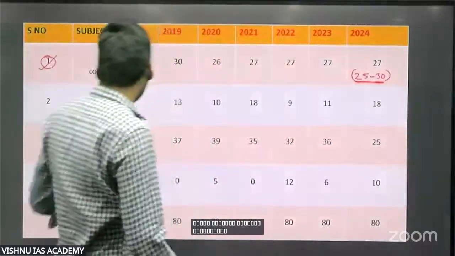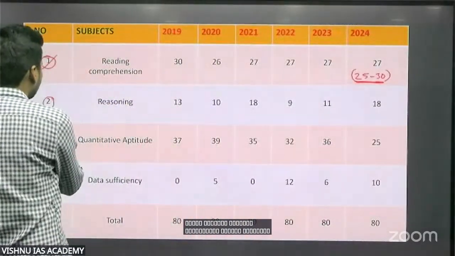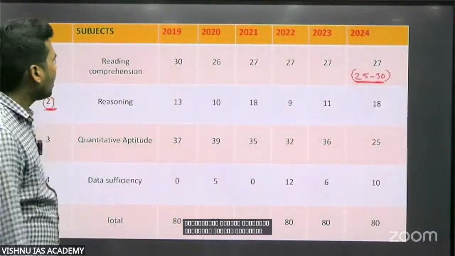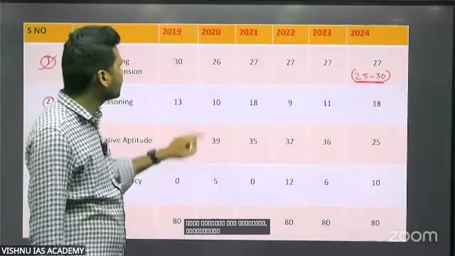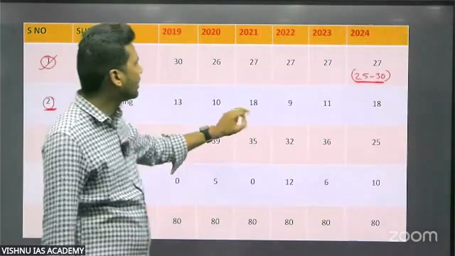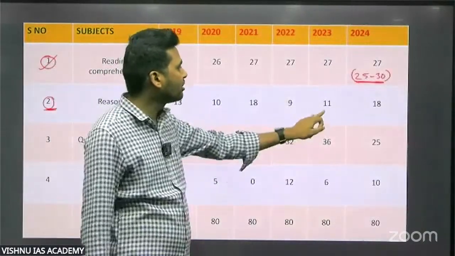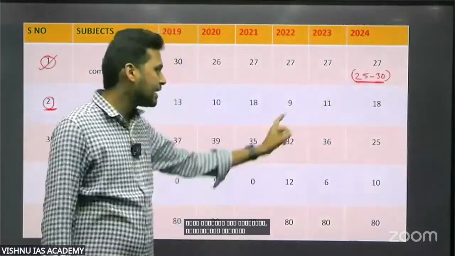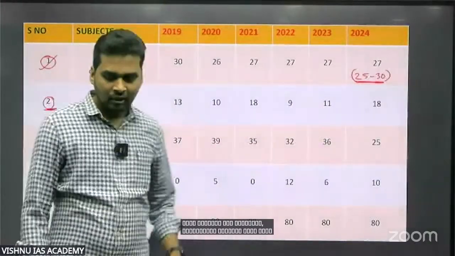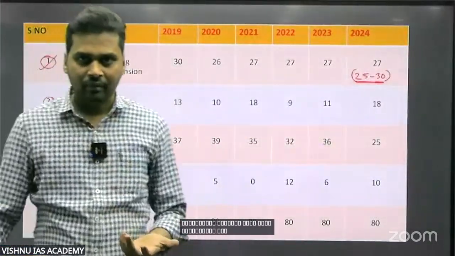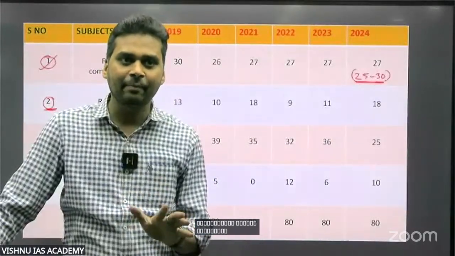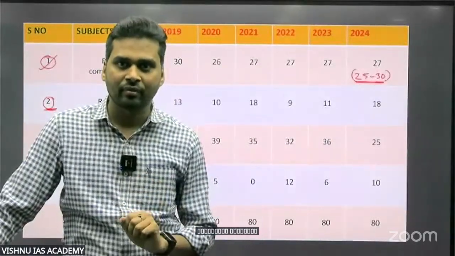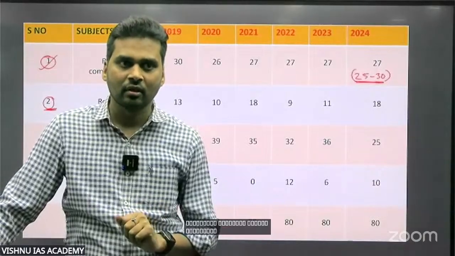Coming to the next part, reasoning. Now look at the trend of reasoning questions. In 2019, you have 13 questions; 2020, 10 questions; 2021, 18; 2022, 9 questions; 2023, 11; 2024, 18 respectively. Okay. Most of the students entirely depend on the logical reasoning pattern. Most of the students.